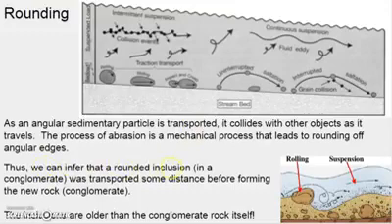Thus we can infer that a rounded inclusion, such as in a conglomerate, was transported some distance before forming the new rock, the conglomerate itself. That the inclusions are older than the conglomerate rock itself.